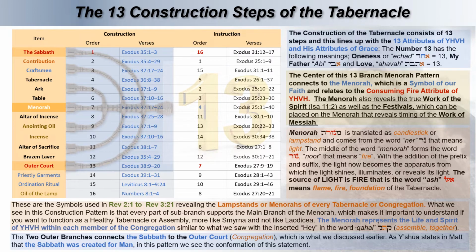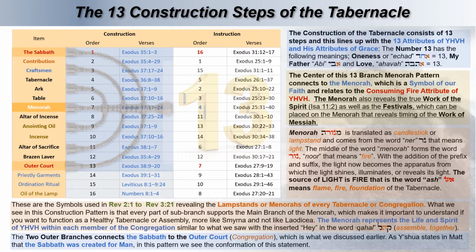What's interesting is the word fire is the word esh, aleph shin, that means flame, fire, and foundation. And that's also the foundation of our faith. But this foundation of faith is situated on top of the menorah. The menorah upholds it and lifts it up high. And we also know that the fire is the attribute of Yahweh. He's a consuming fire, which is a symbol of His holiness. So all of these things connect together.